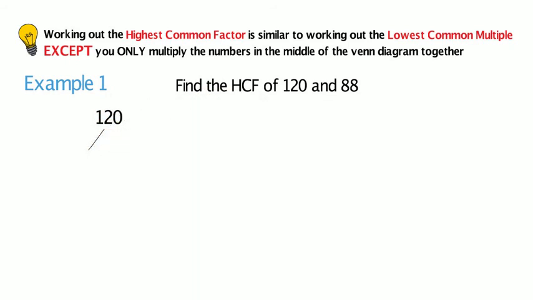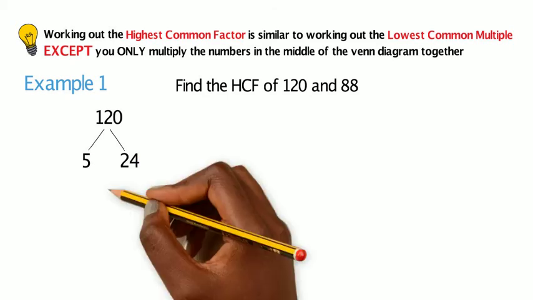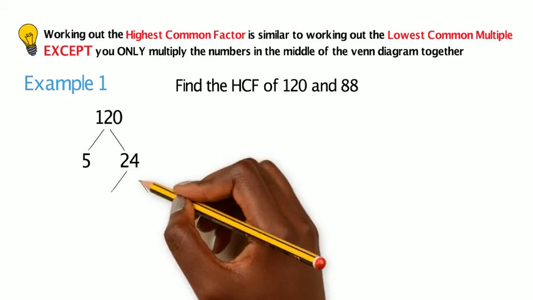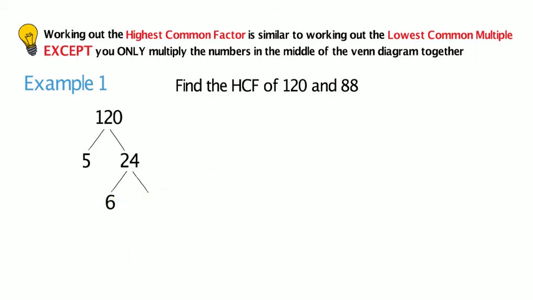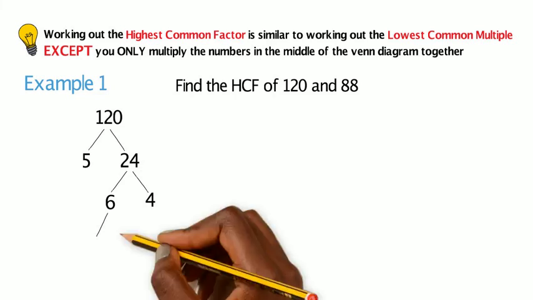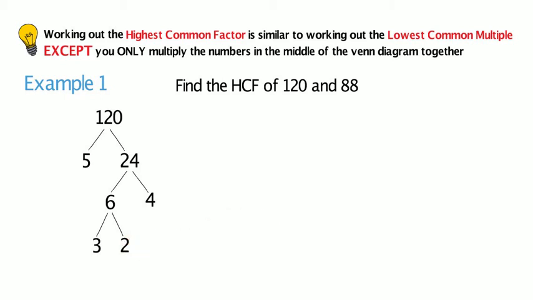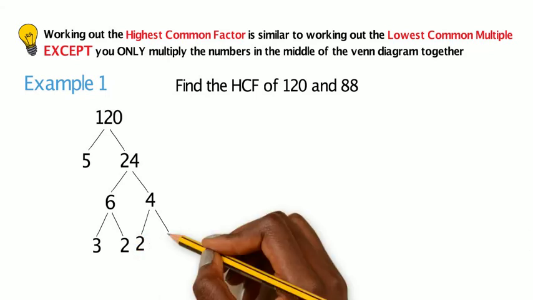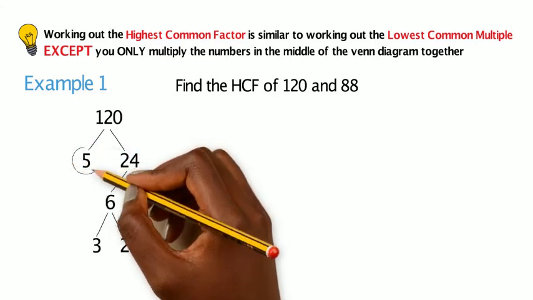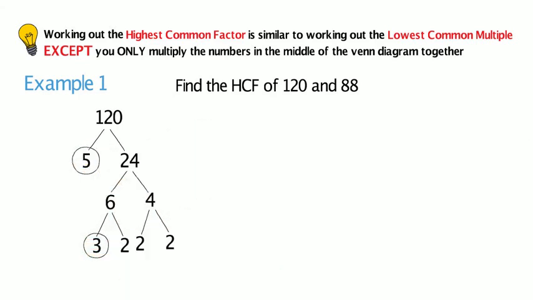So again, we're going to draw our prime factor tree. So 120 can be broken down into 5 and 24. 24 can be further broken down into 6 and 4. 6 can be further broken down into 3 and 2, and then 4 will be further broken down. We've seen this a few times, and it would be 2 and 2. And then circle your prime factors.